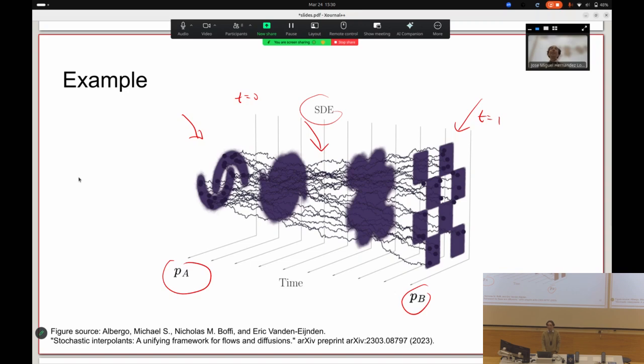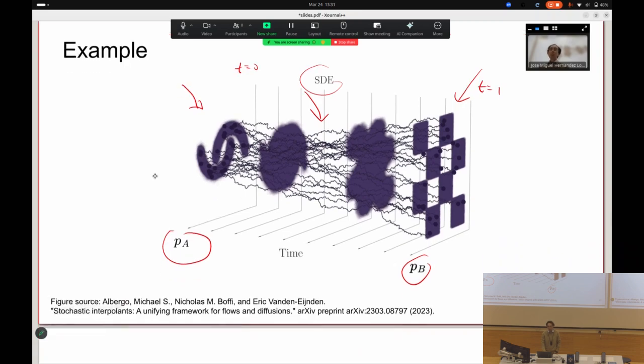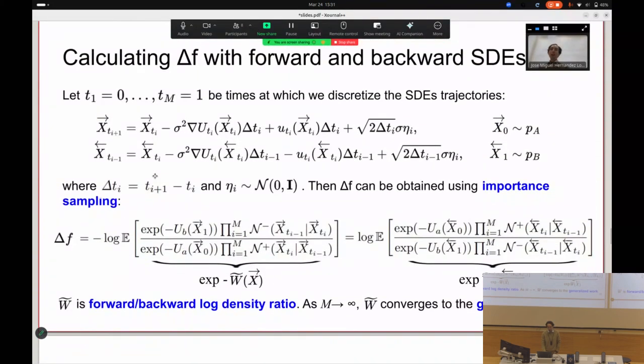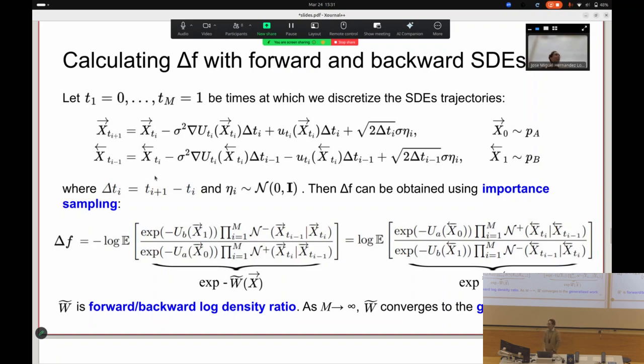And the key thing is that if we have these SDEs that map between the two distributions, we can now calculate the free energy difference doing importance sampling. But now we don't do importance sampling between PA and PB. We do importance sampling between the SDE trajectories, okay? The probability distributions of the SDE trajectories. And they are going to overlap. We are going to have guaranteed overlap between them, okay? By the way we construct these SDEs.